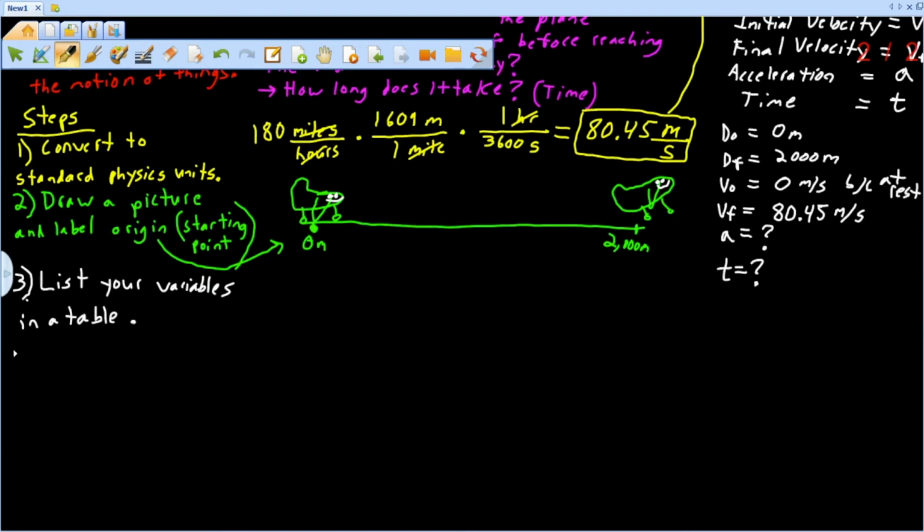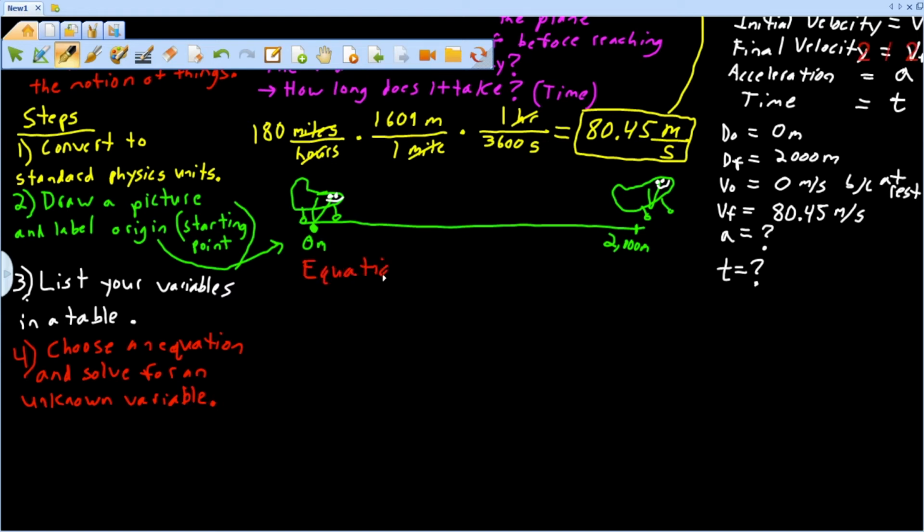Now that we've listed all of our variables and identified all of our givens and unknowns, all that we have left is to choose an equation and solve for an unknown variable. This is basic algebra, and we need to remember that when we're solving for a variable, we can only solve for one variable at a time. Some of you may be asking, what do you mean choose an equation? We haven't even talked about equations yet. Well, again, I'm glad you asked, because now we'll talk about a few equations.